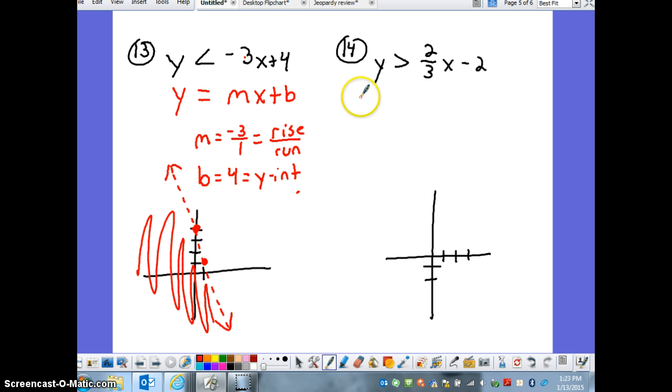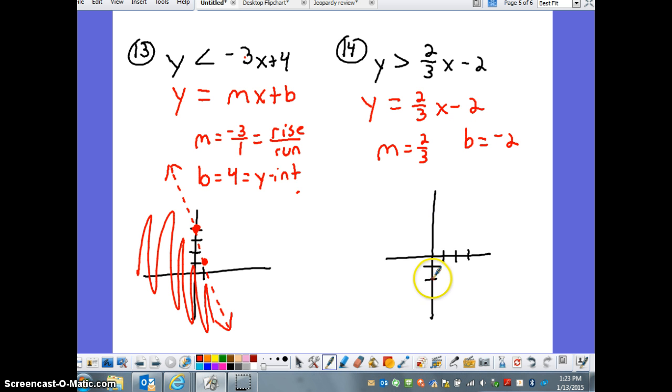14, same idea. Again, I'm going to match this up. Y is equal to 2 over 3x minus 2. My slope here is going to be 2 over 3. Again, that's the rise over the run. The b, the y-intercept, is my negative 2. So again, I have my graph set up. I'm going to first plot my b, which is my y-intercept. Go up 2 to the right 3.